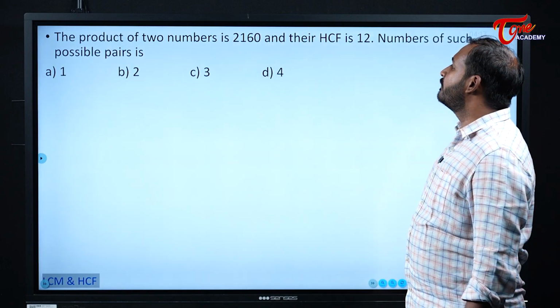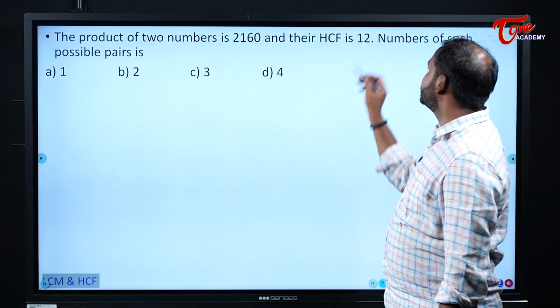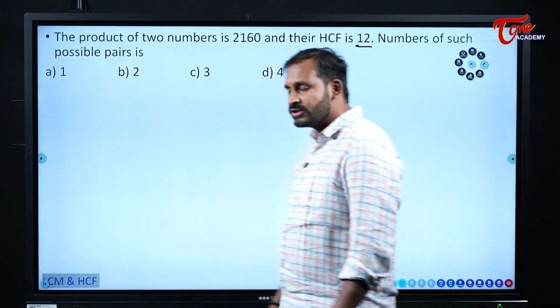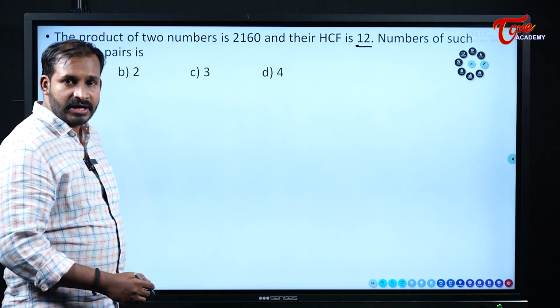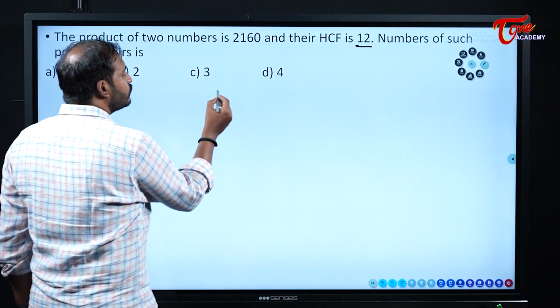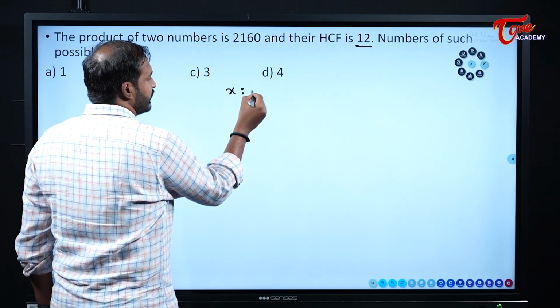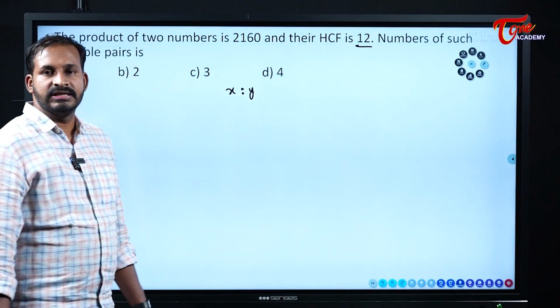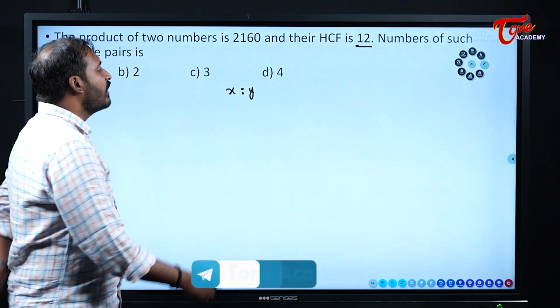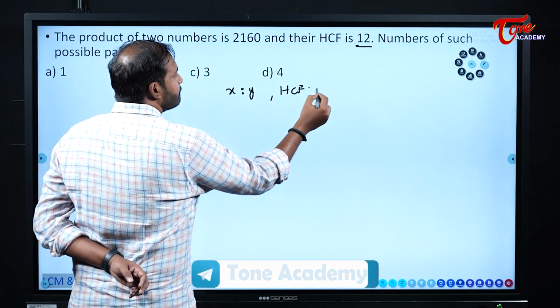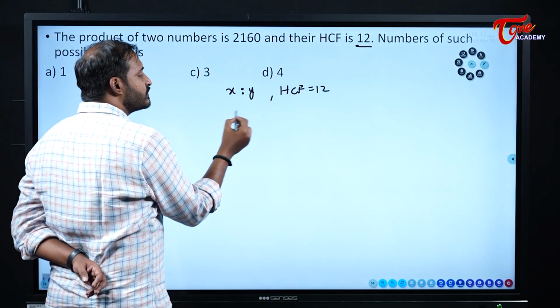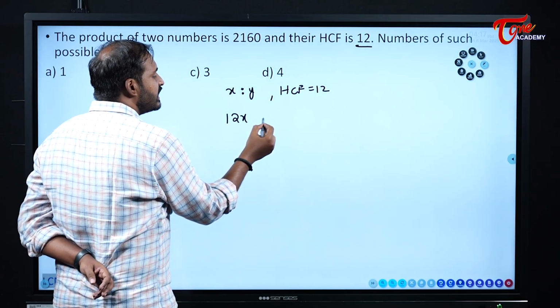The product of two numbers is 2160 and their HCF is 12. The number of such possible pairs is? Given that HCF is 12, if I assume that the two numbers are in the ratio x is to y, then the two numbers become 12x and 12y.